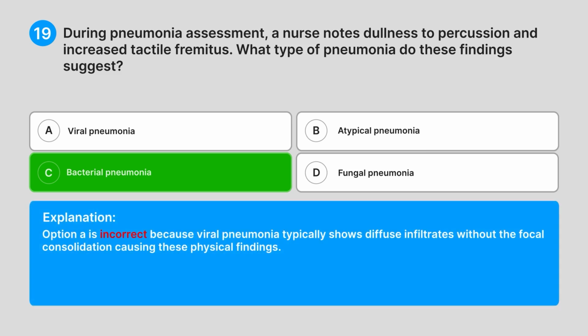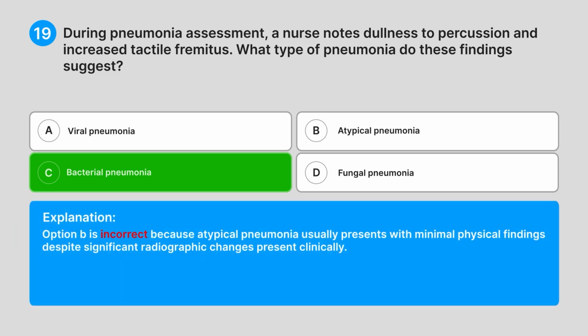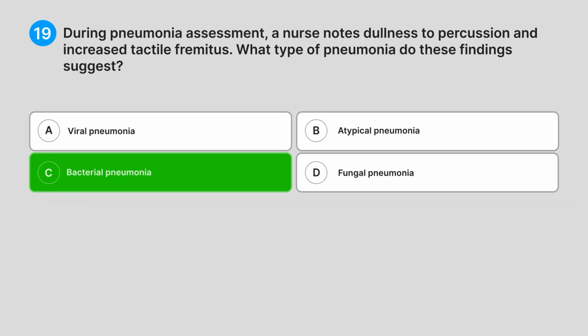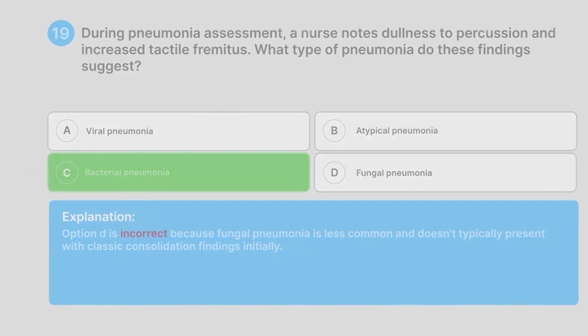Option A is incorrect because viral pneumonia typically shows diffuse infiltrates without the focal consolidation causing these physical findings. Option B is incorrect because atypical pneumonia usually presents with minimal physical findings despite significant radiographic changes present clinically. Option D is incorrect because fungal pneumonia is less common and doesn't typically present with classic consolidation findings initially.